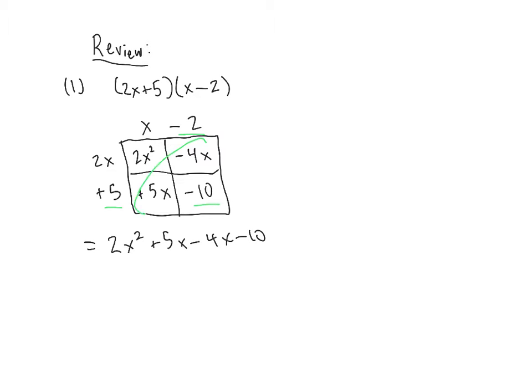Again, we've learned that that diagonal right there is where the like term is going to be. In this case, I have my x squareds, I have my numbers, then I have two different boxes that have x's on them. So I have to combine that like term, and 5 minus 4 makes 1x. So I'm going to have a plus 1x, or just plus x in the middle. So I'm left with 2x squared plus x minus 10.